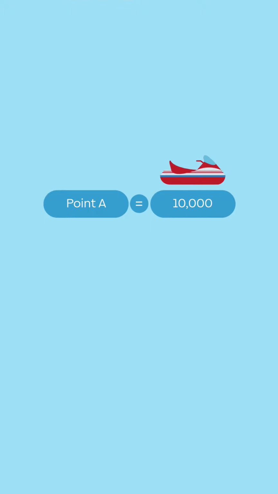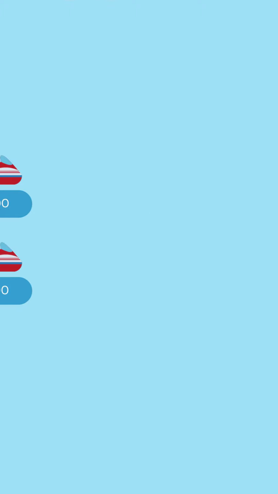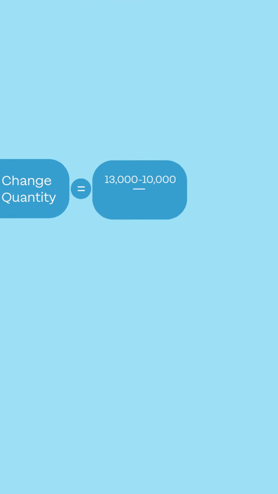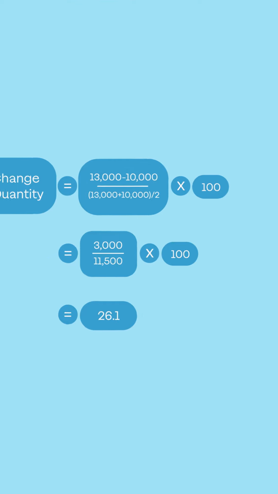This is done the exact same way as demand. First, find the percentage change in quantity and price using the midpoint method. Take the 13,000 units in point B and subtract the 10,000 in point A to get 3,000. Then add the quantity of the 2 points together to get 23,000 and divide that by 2 for a total of 11,500. Divide 3,000 by 11,500 and multiply the total by 100 for a percent change in quantity of 26.1%.